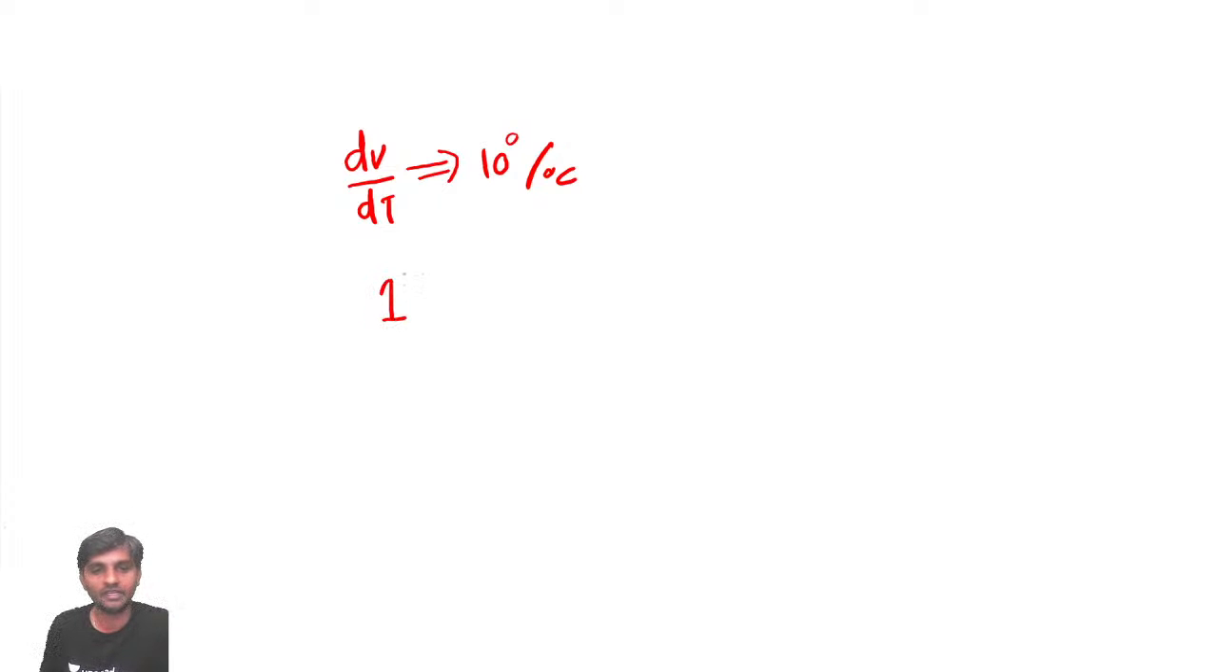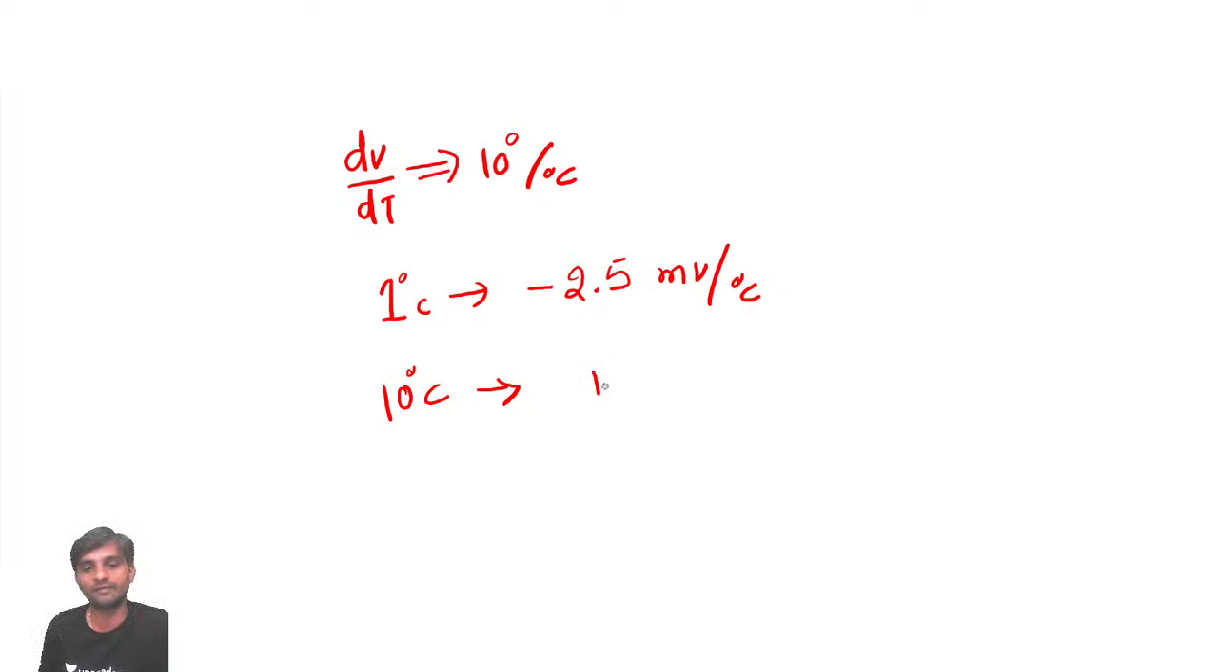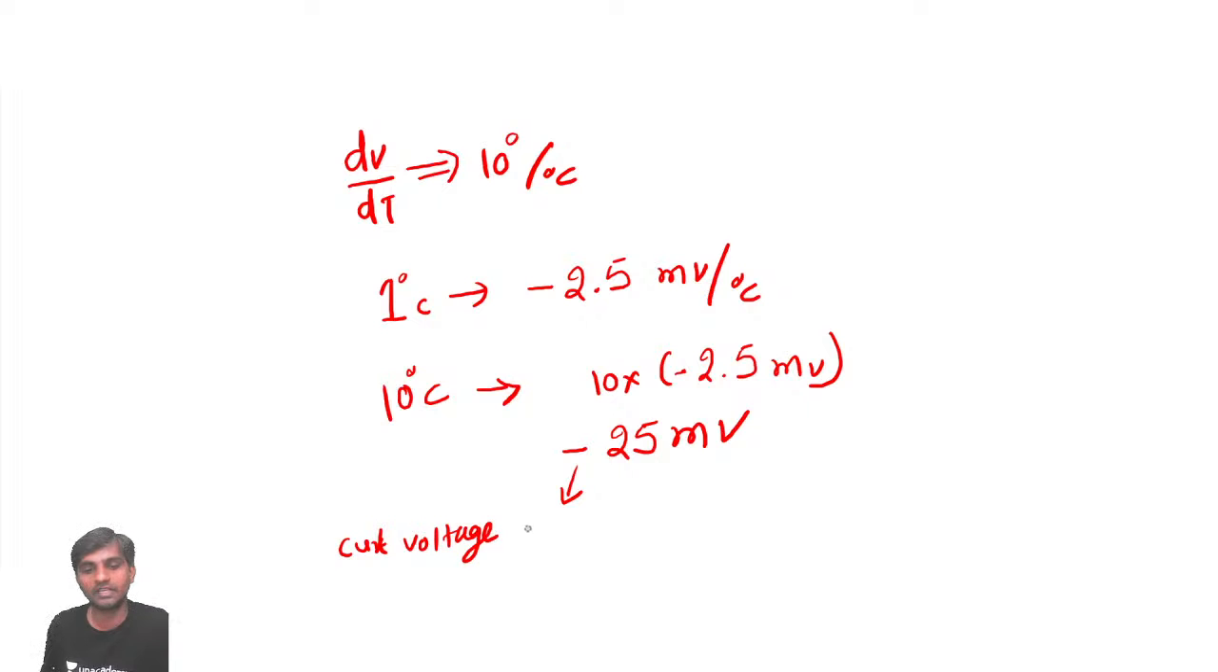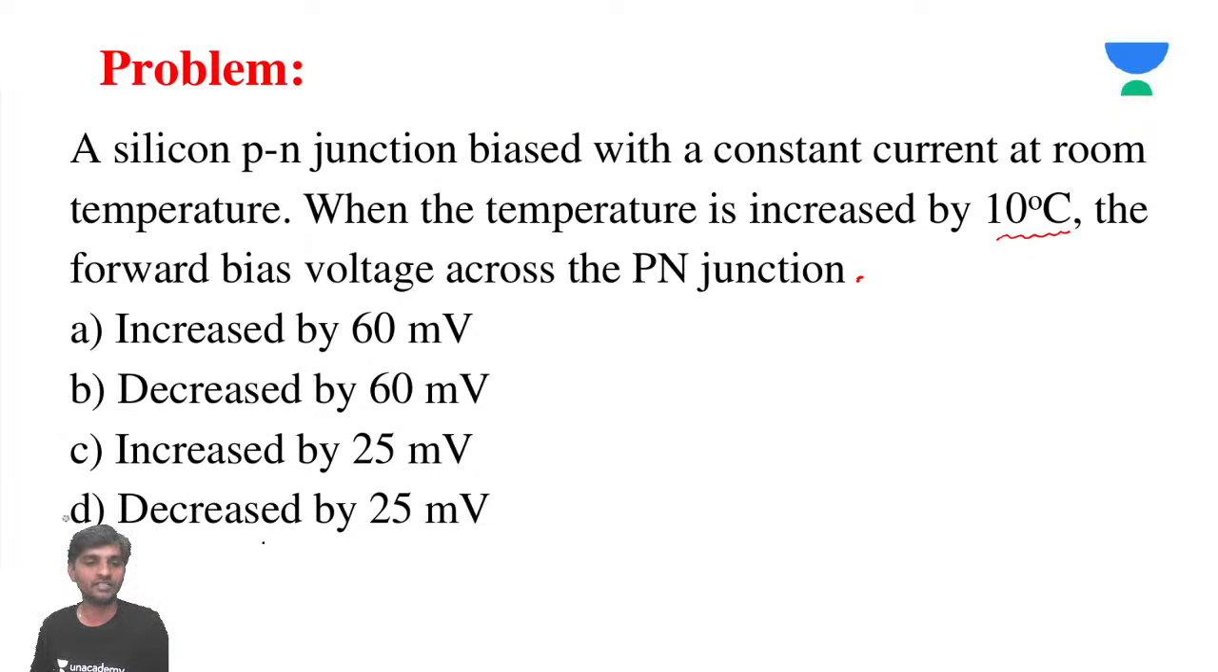We know that for a 1 degree rise in temperature, as we just discussed, it is minus 2.5 millivolts per degree centigrade. So for 10 degrees centigrade, it will be 10 times this, so minus 25 millivolts. What does this minus mean? The minus sign indicates the cut-in voltage decreases. Is that clear? Very simple problem. So D is the right answer.